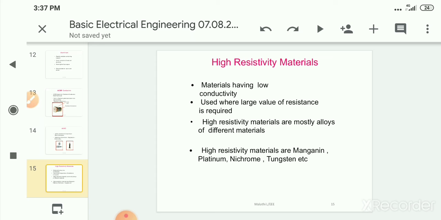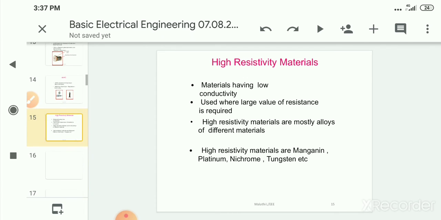High resistivity materials are mostly alloys of different materials like manganese, platinum, nichrome and tungsten. Some common examples of high resistivity materials are manganin, constantan, nichrome, tungsten, carbon, platinum, mercury, eureka. These are the high resistivity materials.